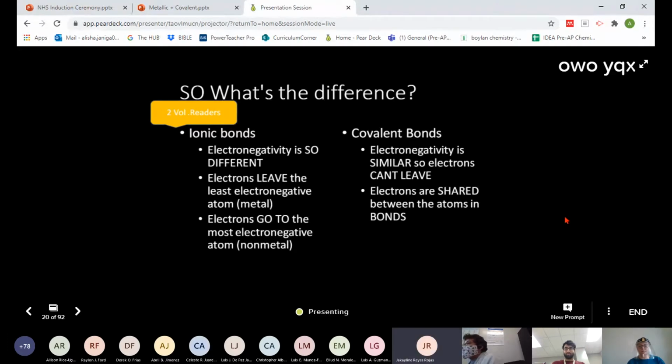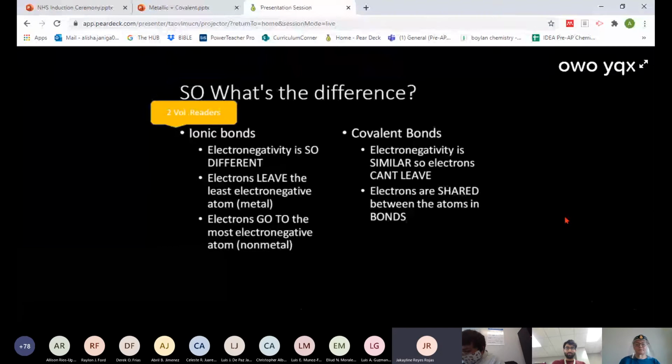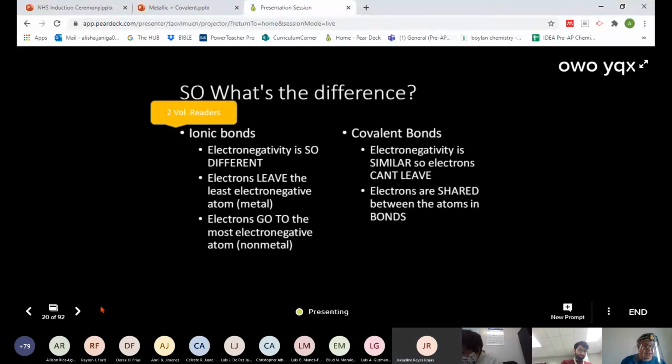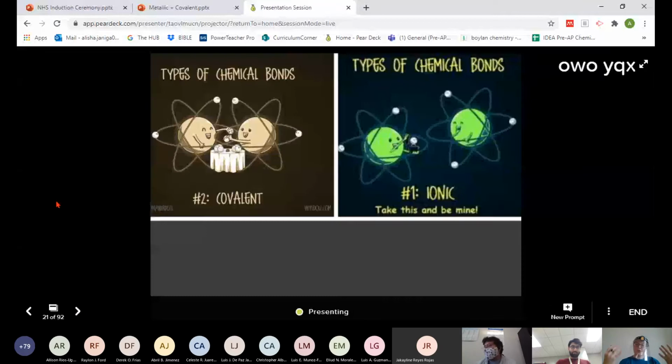Covalent bonds, electronegativity is similar, so electrons can't leave. Electrons are shared between the atoms in bonds. Thank you very much. And so again, this is super important to know the difference. So if you're going to make flashcards or something, make one off of this. And here's a picture to help you remember.